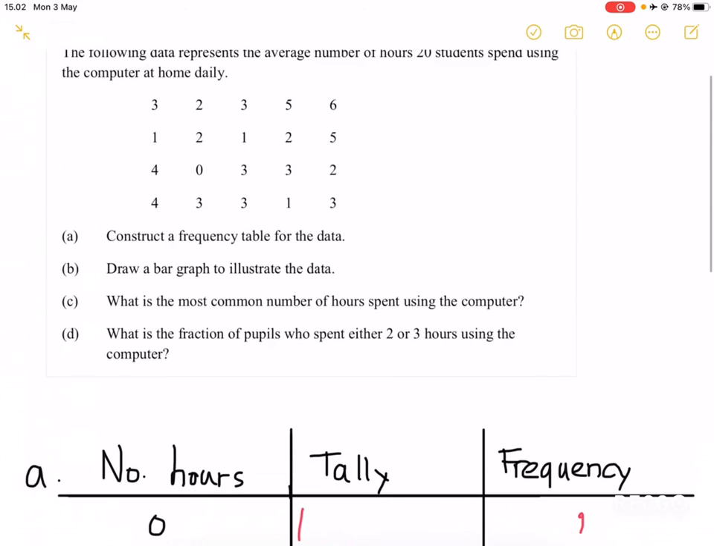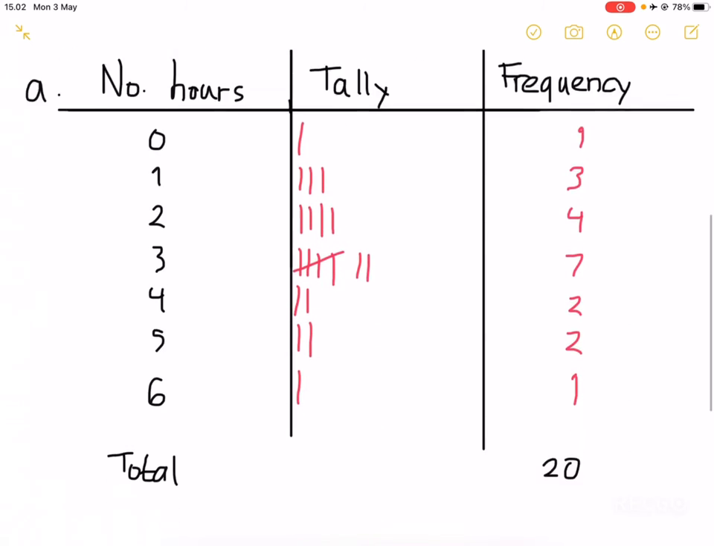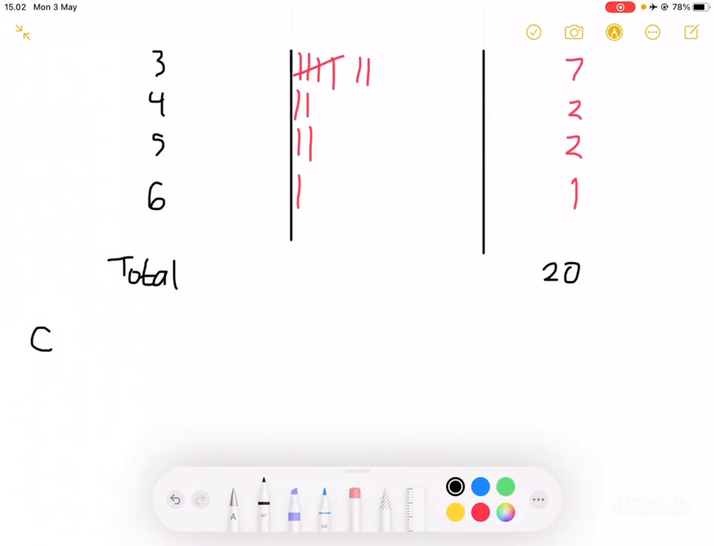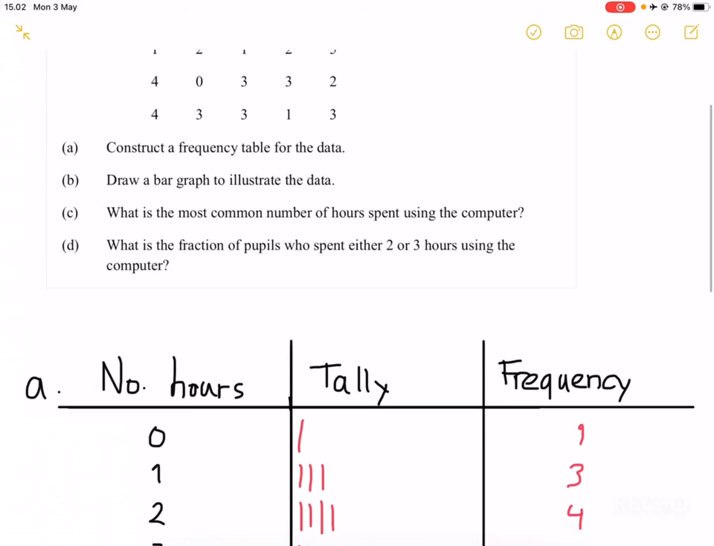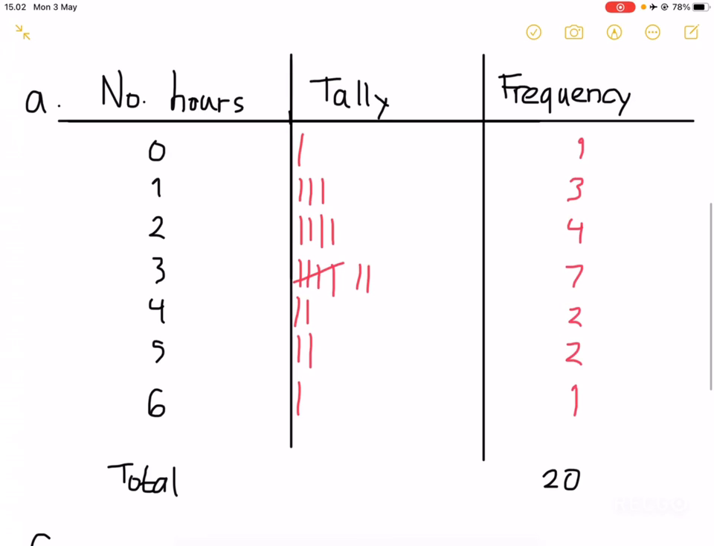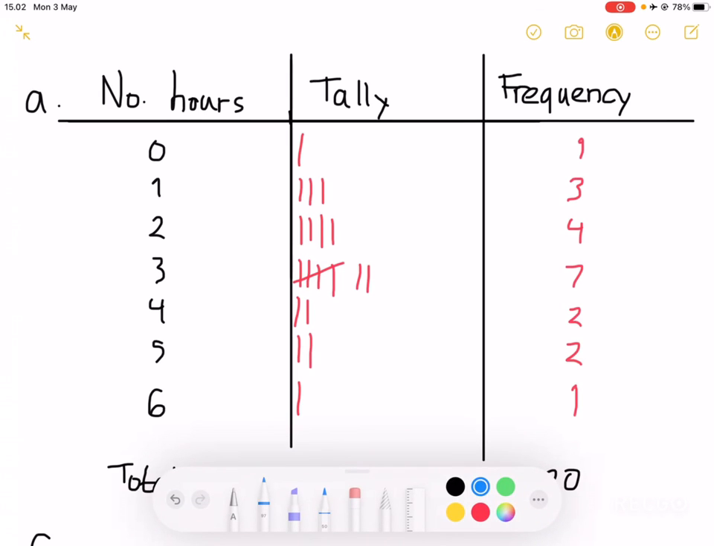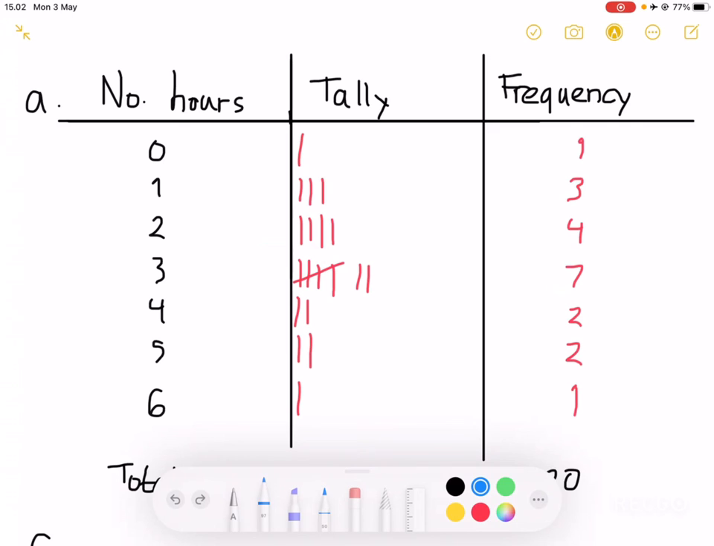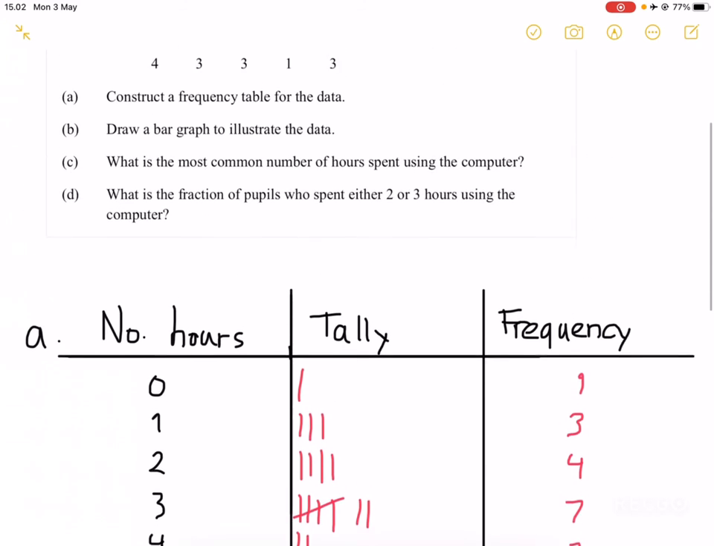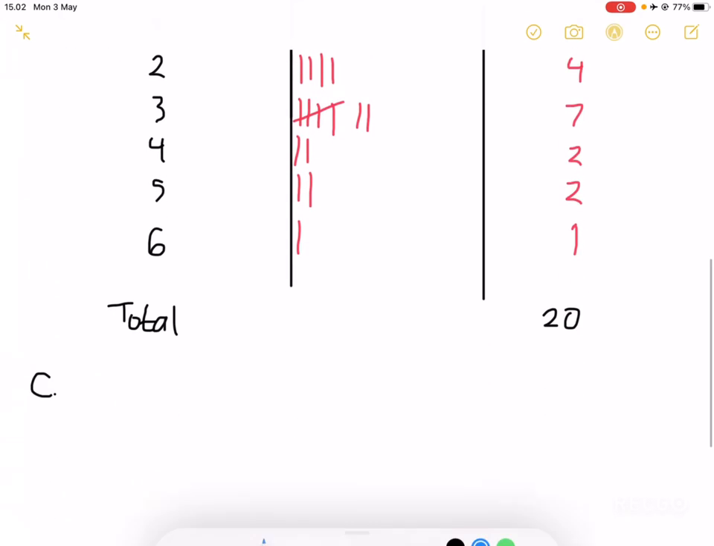Okay, and let's skip to part C, which asks what is the most common number of hours spent using the computer. Well, we can just look at which frequency is biggest, and it is 3 with a frequency of 7. So the most common number of hours spent using the computer is 3 hours.